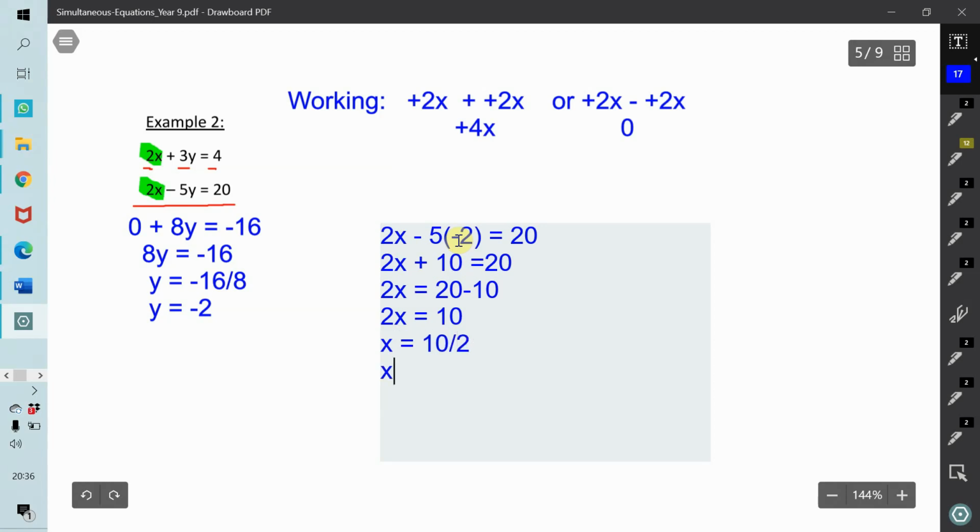So this should be, I'm just going through it, girls, because this now should be used to it. X equals 5. Right. And that is it. So your solutions for these two equations, when worked out simultaneously, are y equals minus 2 and x equals 5.